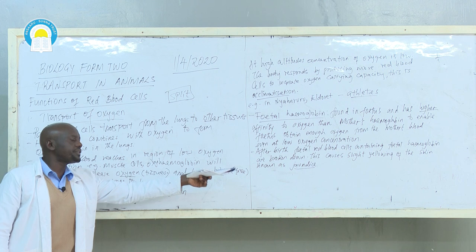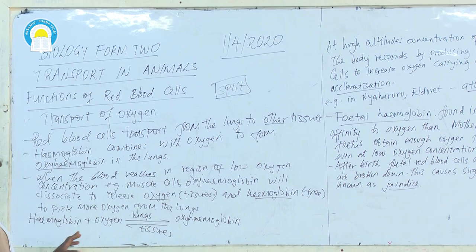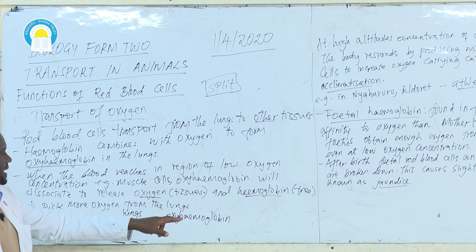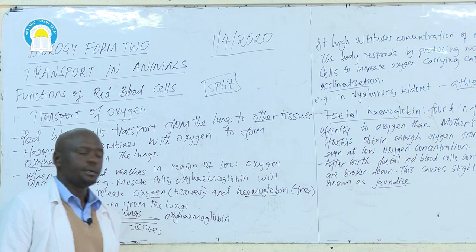oxygen. So this can be summarized in form of an equation where we have hemoglobin plus oxygen that happens in the lungs to form oxyhemoglobin. Then in the tissues, oxyhemoglobin breaks down or dissociates to release oxygen to the tissues and hemoglobin. So that's what happens in transport of oxygen.